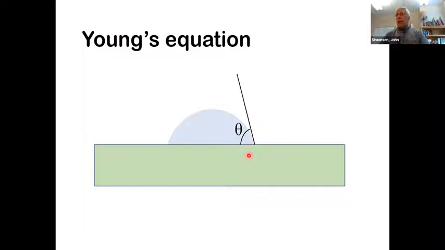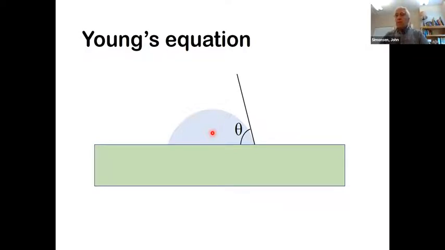Now, you can derive Young's equation from first principles. It has been done. I tried to do it. I went to the mathematics department to get some help with the math, and it was two pages of really complicated math to do it from first principles. But it can be done. We're not going to go over that here. And excuse me.